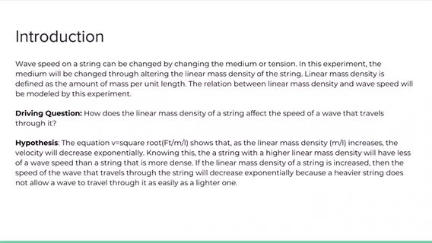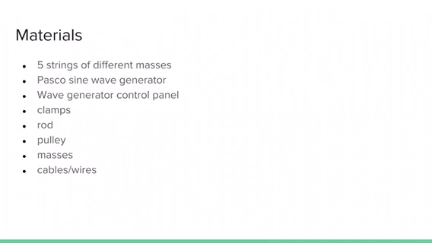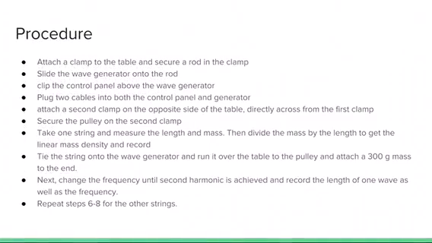If the linear mass density of a string is increased, then the speed of the wave that travels through the string will decrease exponentially because a heavier string does not allow a wave to travel through it as easily as a lighter one. The materials used in this experiment were 5 strings of different masses, a Pascal sine wave generator, a wave generator control panel, clamps, a rod, a pulley, masses, and cables and wires. The procedure we use in this experiment is written below.